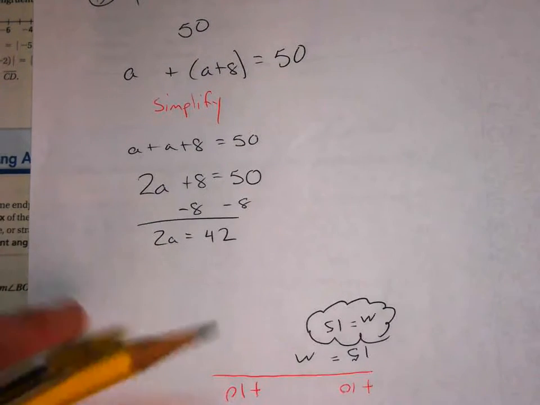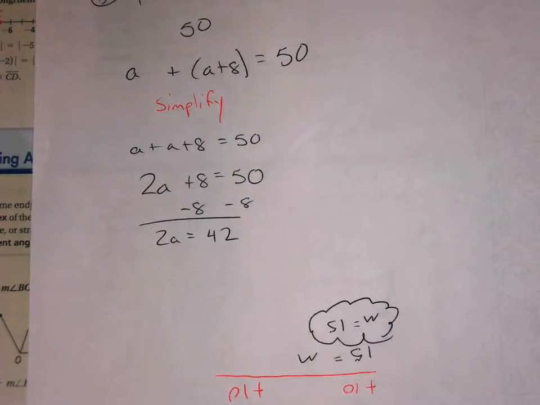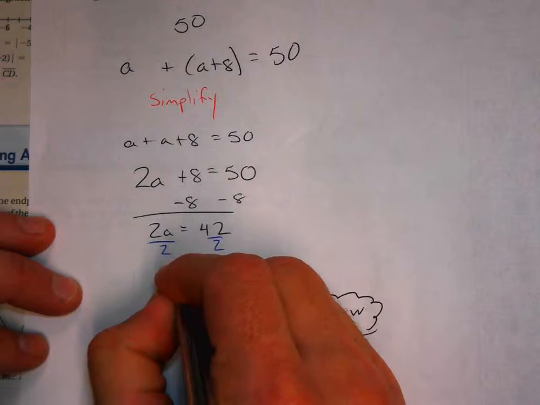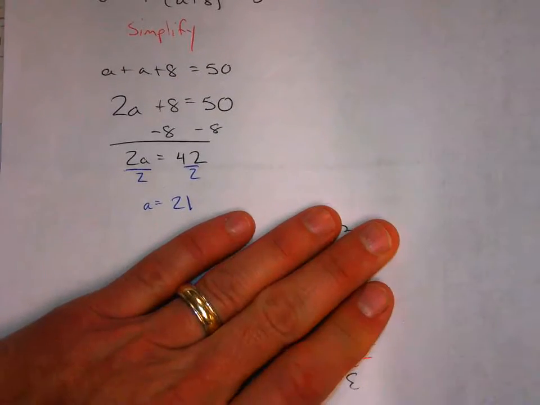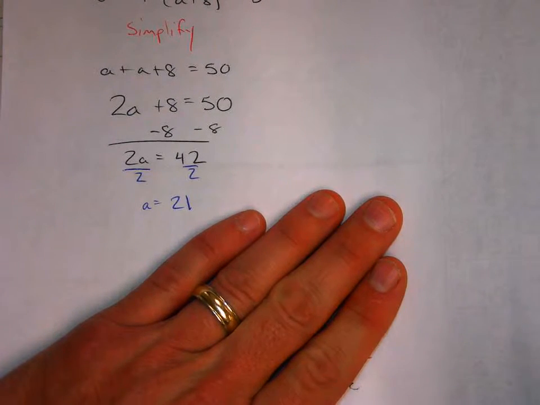And now we have 2 a's. That means there's 2 times. It's a 2 times. How do we undo 2 times a? Well, we divide by 2. And so a will equal 21. That's the value of a. Okay, so once again, before you circle your answer and say, well, the value of a is 21, read the question again.